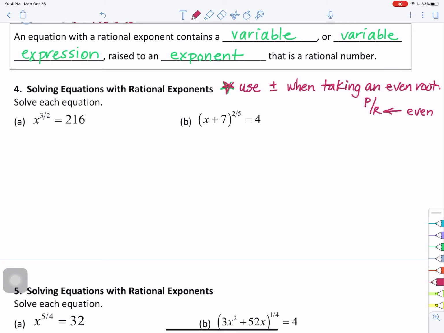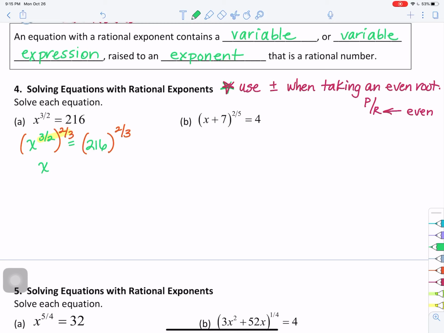Let's look at this first problem. X to the 3/2 is equal to 216. So our goal is to solve for X. I'm going to write this a little bit larger so you can see the operations. So we're going to raise this to the 2/3 power and this side to the 2/3 power. Now, why did I do that? Because 3/2 multiplied by 2/3 is equal to 1. And we got exactly what we wanted, X to the first power. We won't write first, but you can understand that.